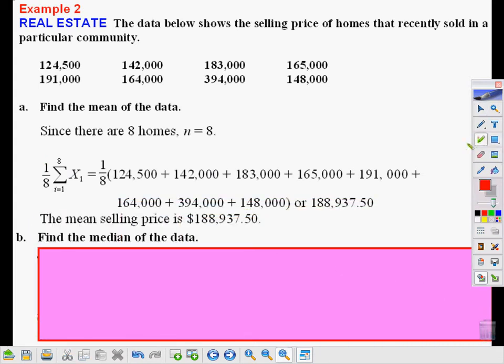Okay, and let's just make sense out of what's going on here. What is happening is this summation notation is saying I'm adding all the x values up from the first x value to the 8th x value. So I'm adding all of those x values up, and then I'm multiplying it by 1/8, which would be the same as dividing it by 8. So again, all this is doing is adding them up and dividing by the number of values that we have.